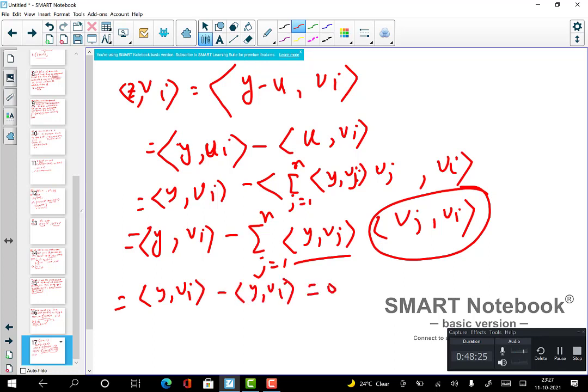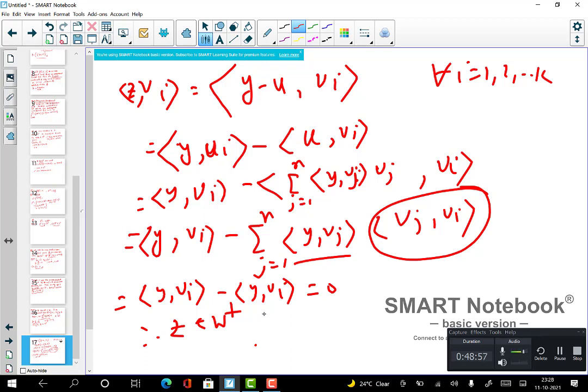This is 0. So what does that mean? That means z is perpendicular, orthogonal, to all the vi. This is true for all i equal to 1 to k. So z is orthogonal to all basis vectors, and hence z is inside W perp. So to prove something is inside W perp, you check that it is orthogonal to all the basis vectors. Then you are done. Okay, clear.